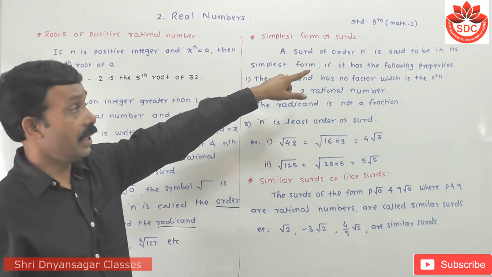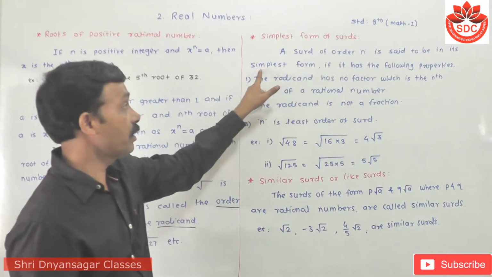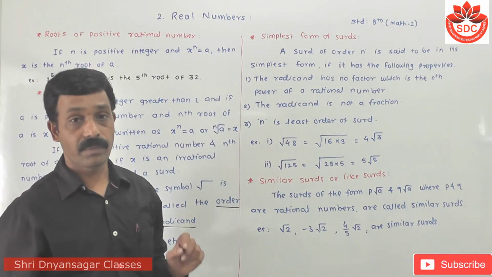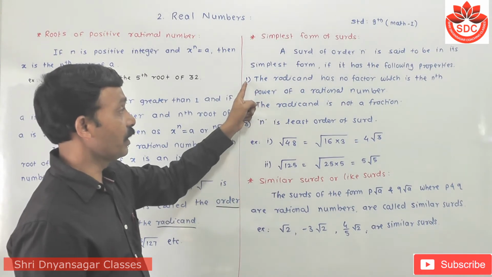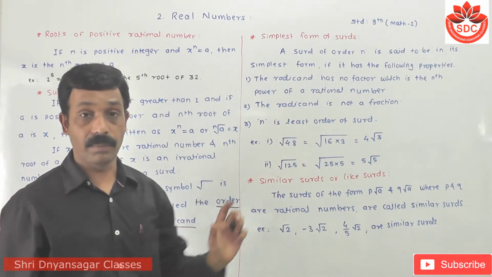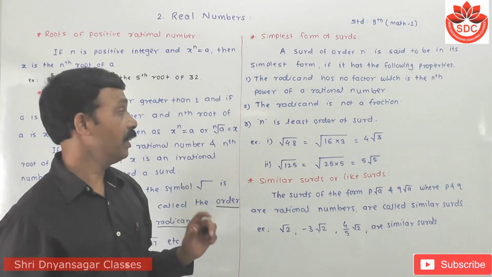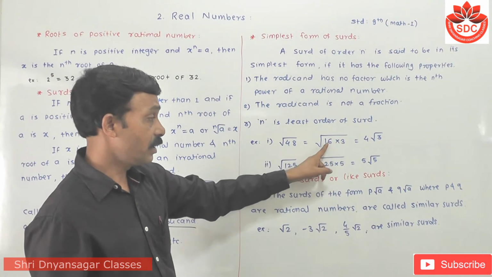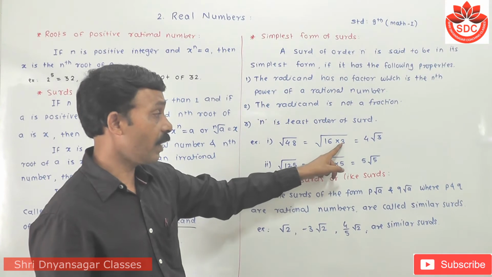Then the simplest form of surds. A surd of order n is said to be in its simplest form, म्हणजे order n असलेली surd simplest form मध्ये केव्हा असेल? If it has the following properties. The first one is: the radicand has no factor which is the nth power of a rational number. म्हणजे radicand चे फॅक्टर्स पाडलेले पाहिजेत. Now look here, 16 into 3. We take the square root of 16, which is 4, and we cannot further factorize 3.